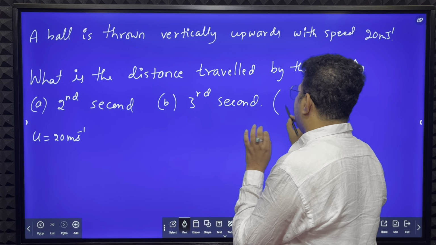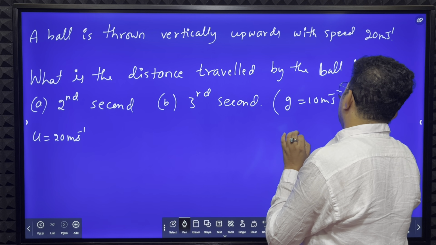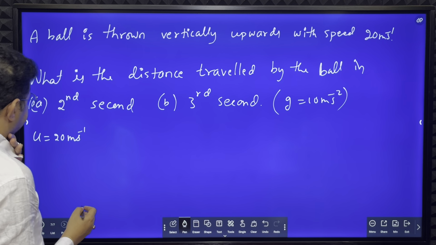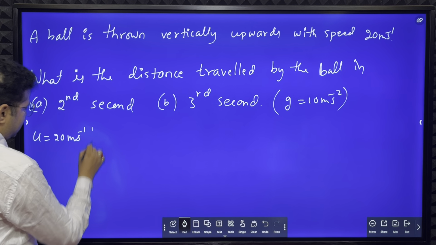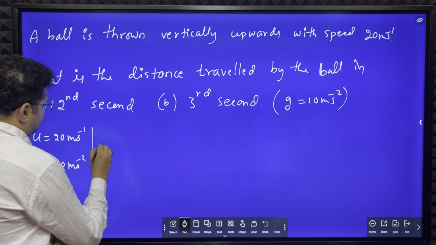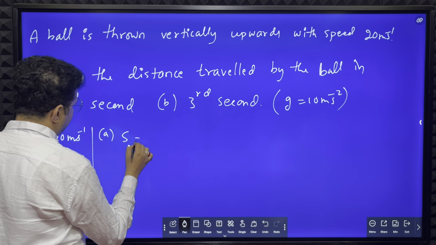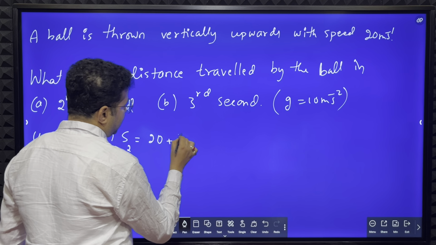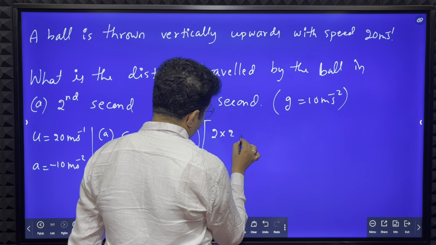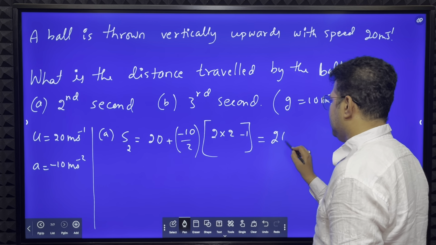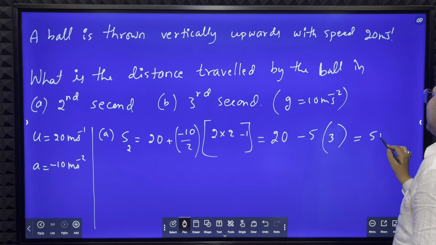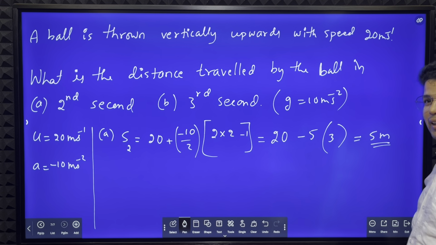Now the ball is going only under the influence of gravity, so g is equal to 10 meter per second square, correct? We have studied that whether the ball is going up or down, acceleration is always taken to be negative. Sn is the distance traveled in the second second, first subdivision. Acceleration I am taking as minus 10 meter per second square. Sn is equal to u plus a by 2, minus 10 by 2, into 2n minus 1, 2 into 2 minus 1. So it equals 20 minus 5, into 2 into 2 is 4, 4 minus 1 is 3. How much? 5 meter. Distance traveled by the ball in the second second is 5 meter.